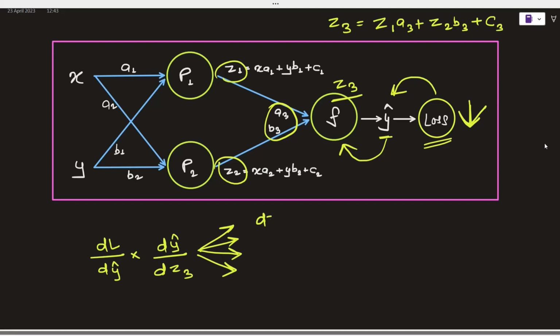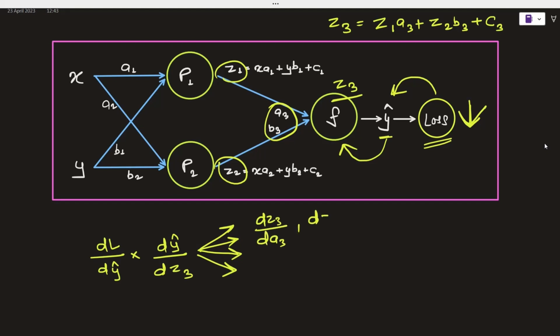First will be dz3 divided by dA3. Second will be dz3 divided by dB3. Third will be dz3 divided by dz1. And fourth will be dz3 divided by dz2.